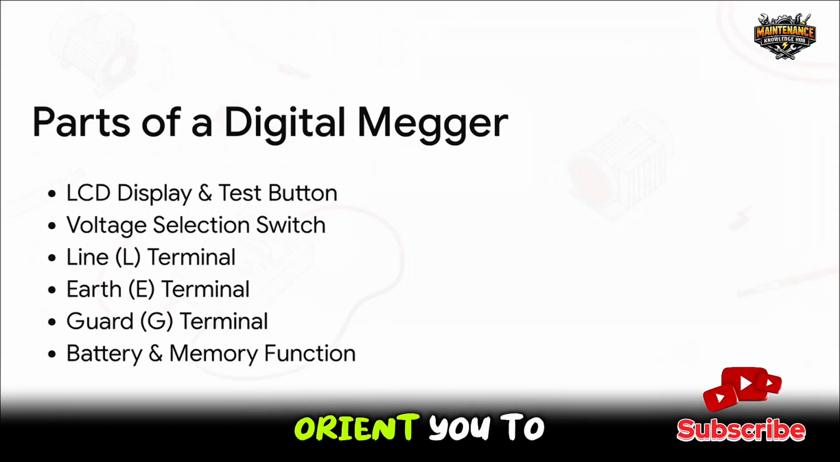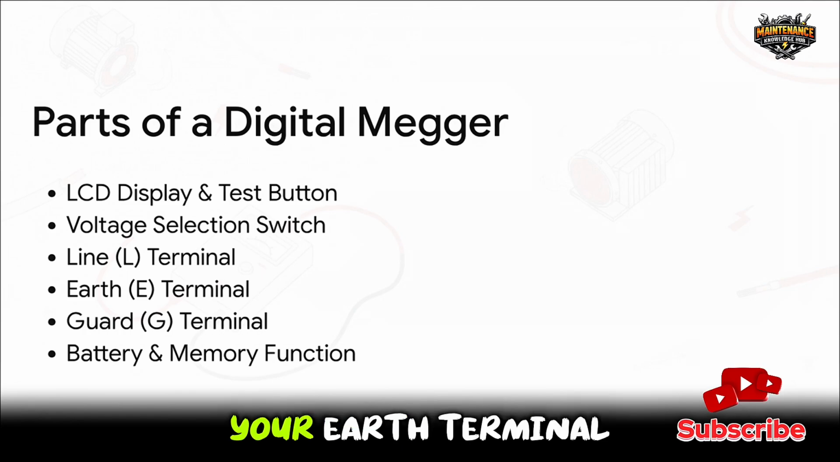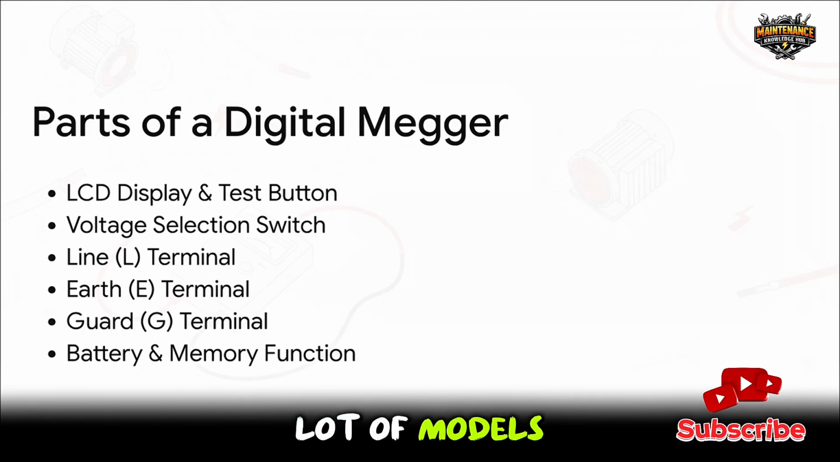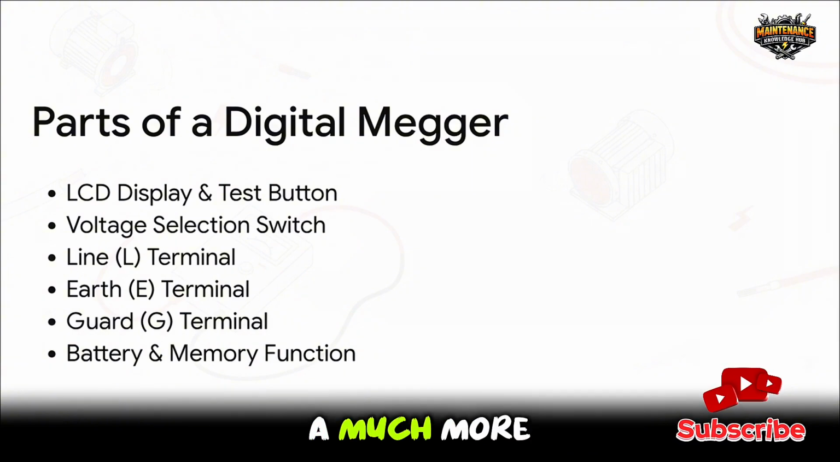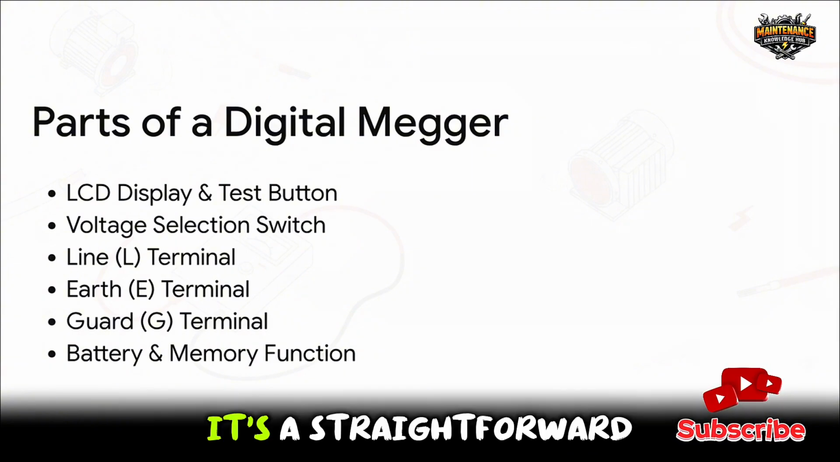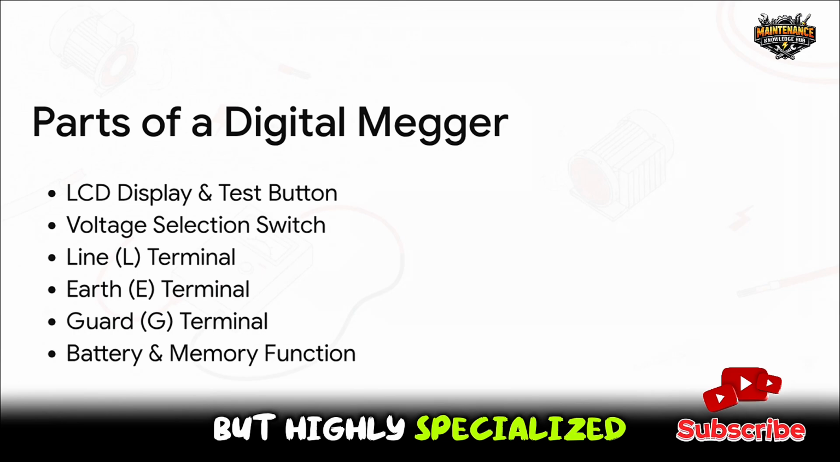Just to quickly orient you to the physical tool itself, here are the core parts of a digital Megger. You have your main LCD display, the highly important test button to initiate the voltage, and your voltage selection switch. Over on the connection side, you've got your line terminal, your earth terminal, and on a lot of models, a guard terminal, which actually helps bypass surface leakage so you get a much more precise internal measurement. It's a straightforward but highly specialized instrument.